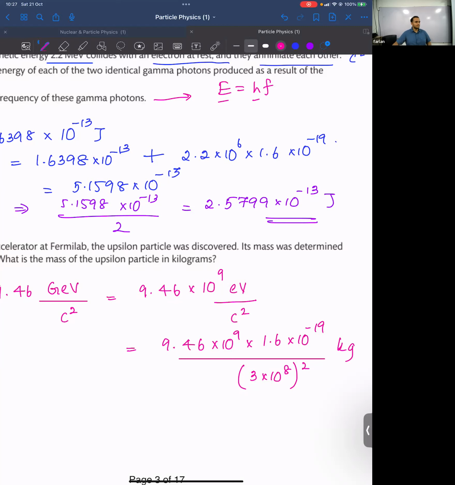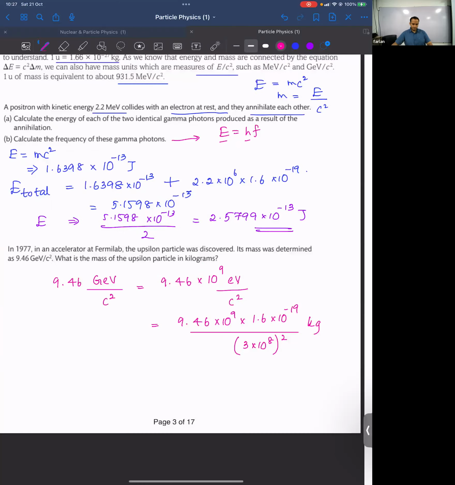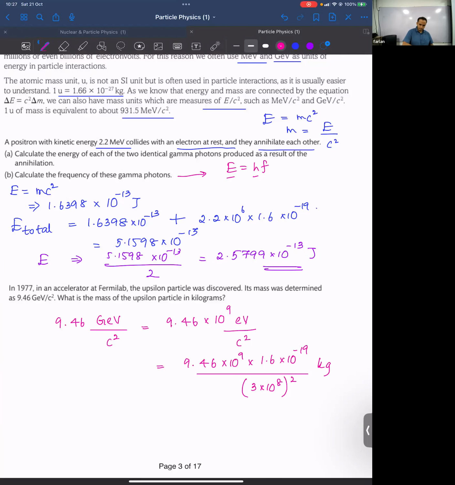Could you decrease the size so we can't see what's on the left? Thank you.